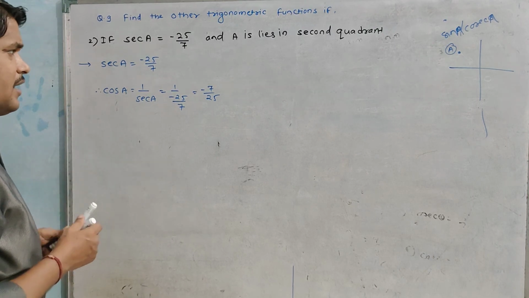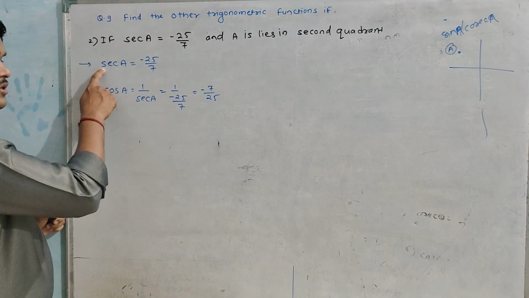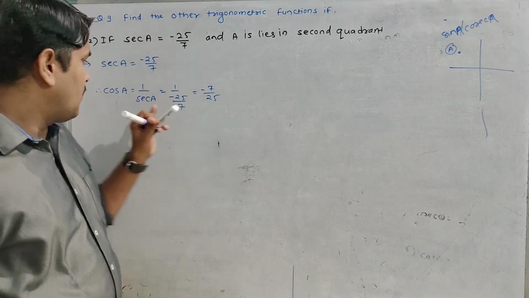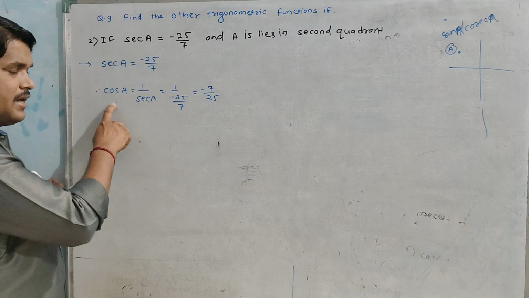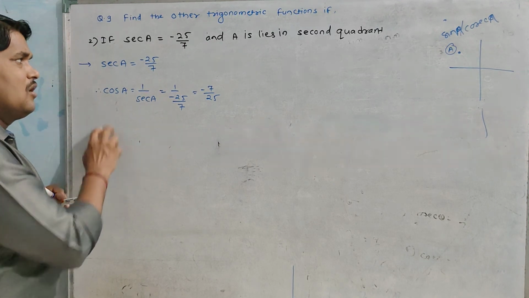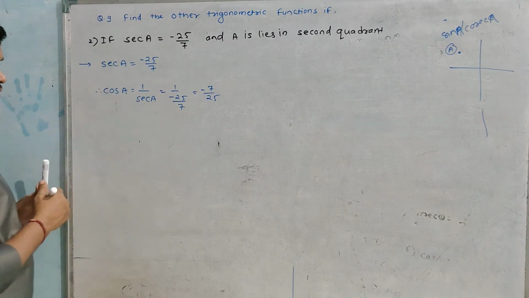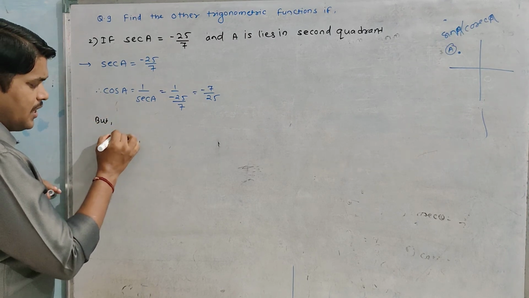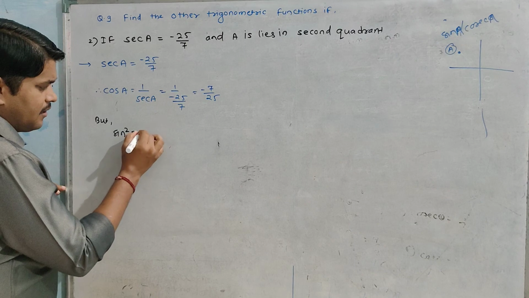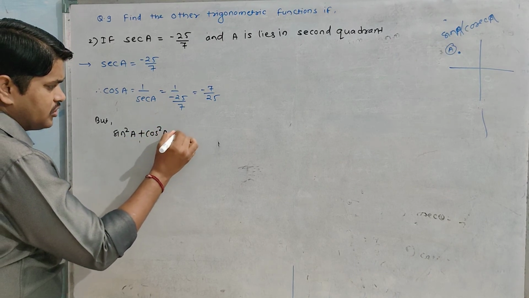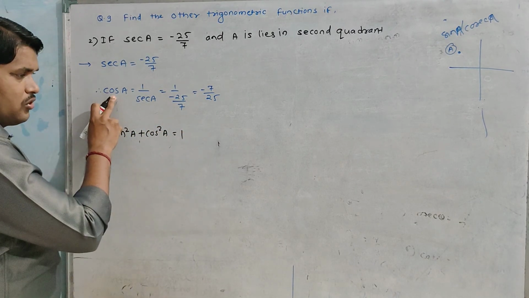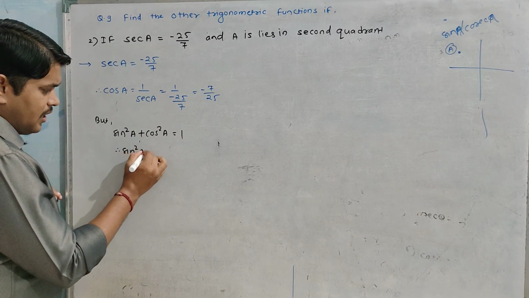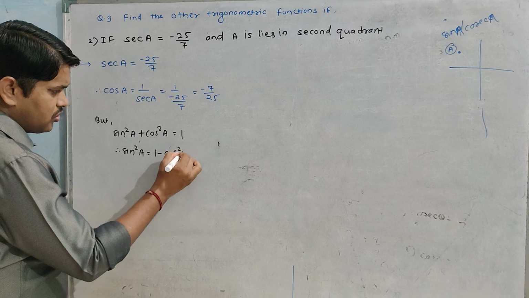Understood? There are two identities. By using the identity of sec and tan, we get tan square. By using the identity between sin and cos, we get sin here. Whichever method you use, the answer will be the same. We use the simple identity: sin square A plus cos square A is equal to 1. Cos square is already given, so we get sin square A equal to 1 minus cos square A.